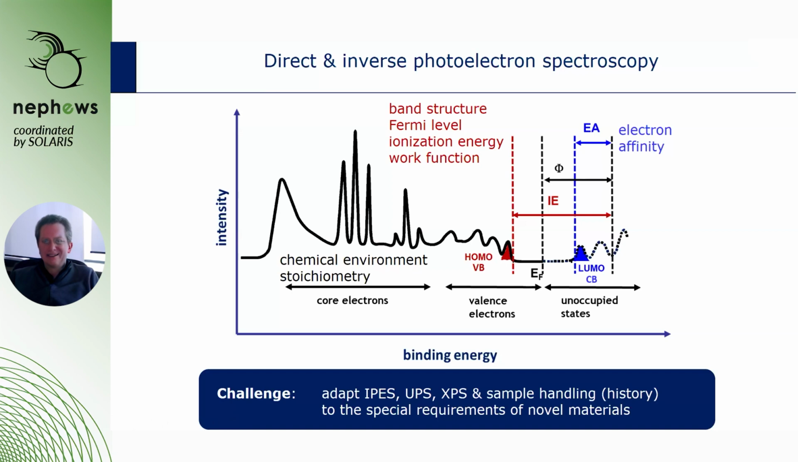The only challenge that still remains, particularly with the emerging new materials that are available, which are not always very resistant to high energy photons or the myriad of electrons that you're creating in your sample, is that we have to adapt the methods UPS and XPS to the special requirements of these novel and potentially radiation sensitive materials, and also take extreme note of the sample handling and the sample history during the experiment. Otherwise, we might run into problems interpreting the data.